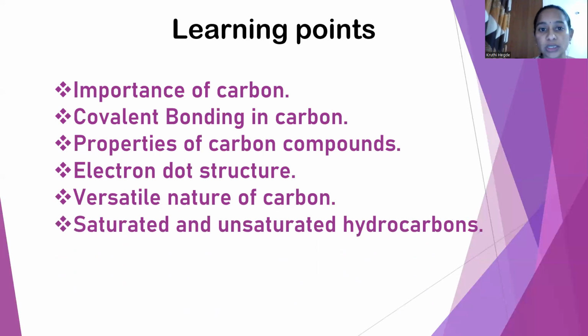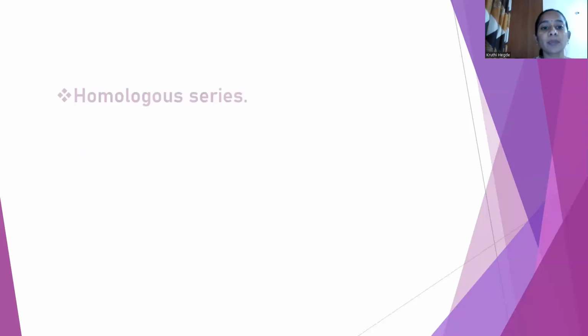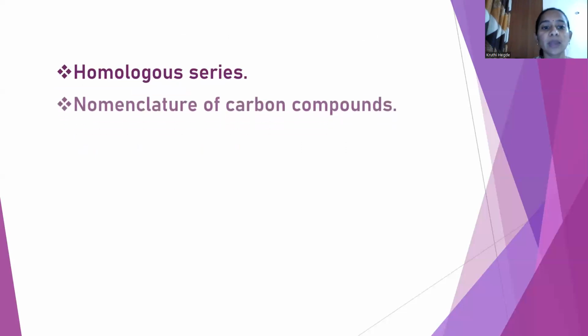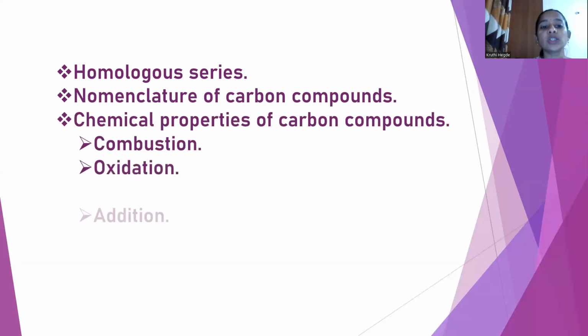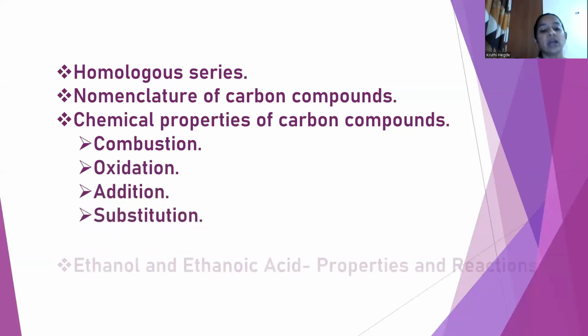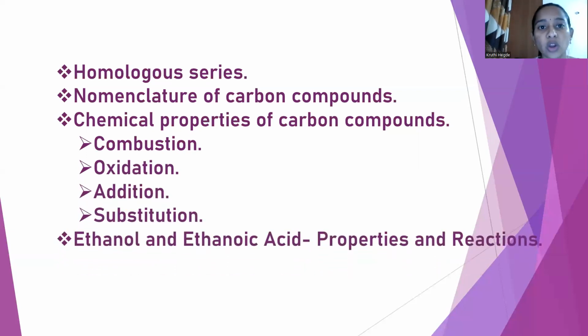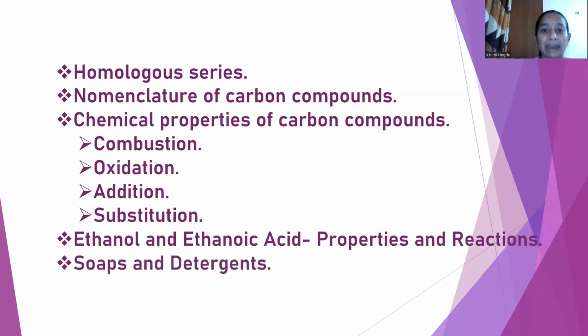Saturated and unsaturated hydrocarbons, functional groups, then homologous series, nomenclature of carbon compounds, chemical properties of carbon compounds, under which we'll discuss combustion, oxidation, addition, and substitution. Then we'll also discuss ethanol and ethanoic acid, its properties and chemical reactions. Then we are going to discuss soaps and detergents. So in this particular video, we'll discuss a few concepts of these learning points in detail.